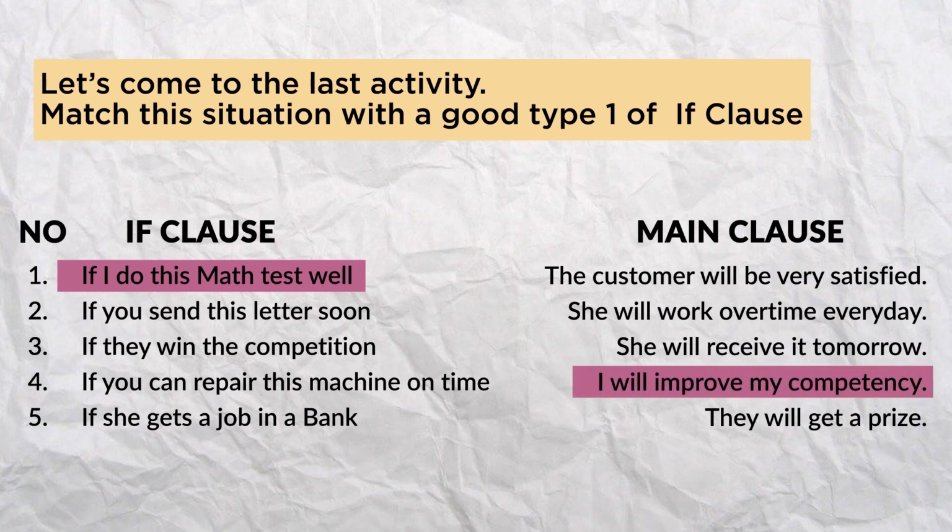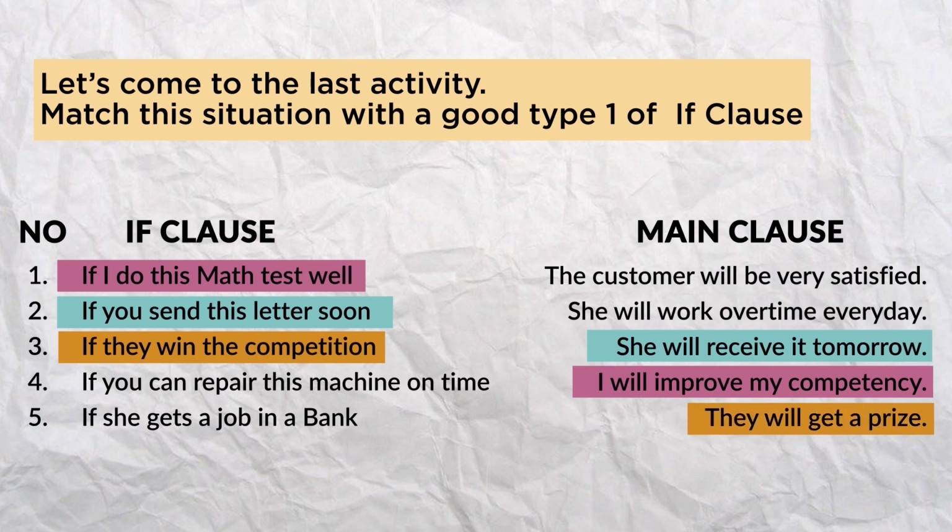Okay. Then number 2. If you send this letter soon, come on. Let's find the main clause. Yeah, okay. She will receive it tomorrow. Next, number 3. If they win the competition. Okay. So, what is the main clause? Yeah, right. They will get a prize. Okay. Then number 4. If you can repair this machine on time. So, what is the main clause? Okay, good. The customer will be very satisfied.